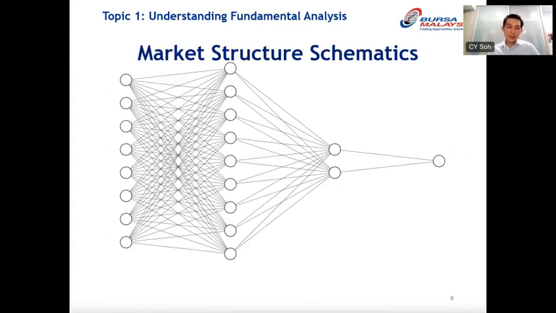Now, this is an example of a typical market structure schematic. It looks complicated, but let me explain it in a simple way so that you can understand it easily. First, we start from the far right-hand side, then move backwards to the left-hand side. On the right-hand side is the final thing you will look at on your chart, which is the market price movement, whether the price goes up or goes down, correct?